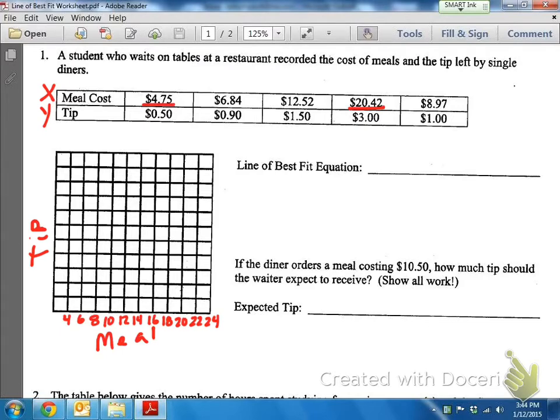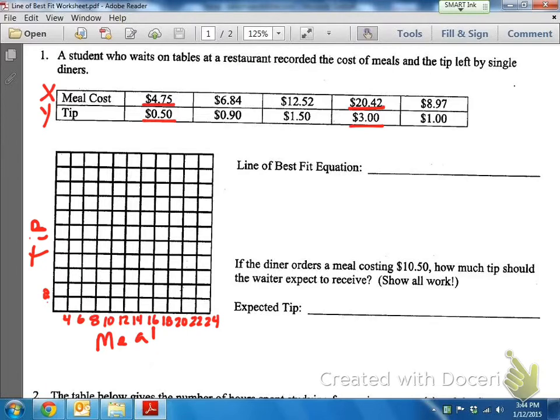All right, let's do the same for the tip. My smallest tip seems to be 50 cents, and my biggest tip is $3. So on my graph, on the y-axis, let's go ahead and label our tips by 50-cent increments. Why not? So again, we'll do 50 cents here.